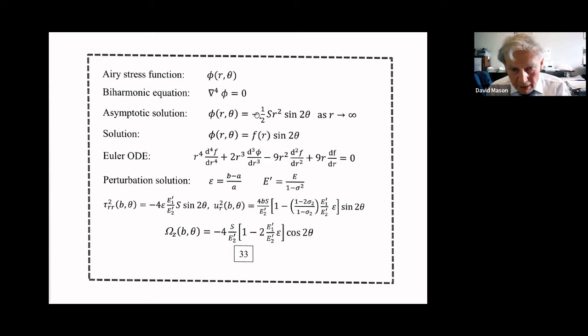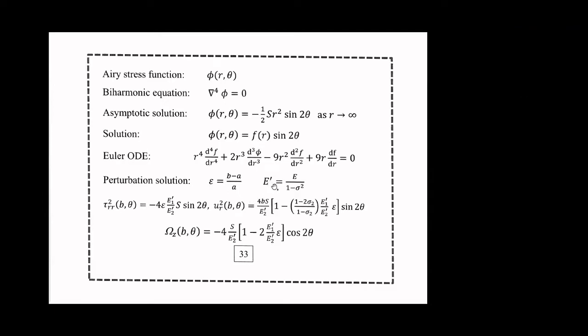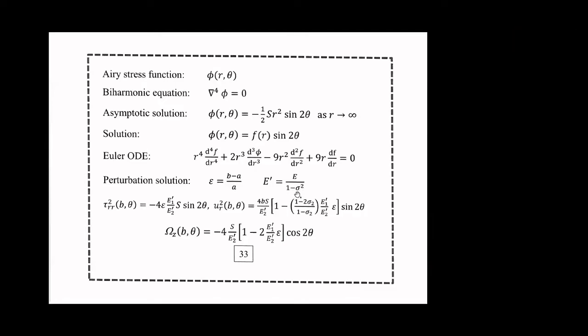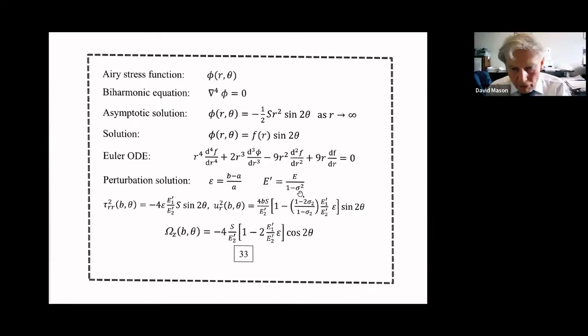And if we substitute this into the biharmonic equation, you get Euler's differential equation. So the power of R here is the same as the order of the derivative. And that can be solved exactly, so we can get exact solutions in the different layers. We get a perturbation solution, which is better to work with, in which epsilon is the thickness of the liner over the radius of the excavation. And this quantity E dash is the Young's modulus divided by 1 minus sigma squared. Sigma is the Poisson ratio.